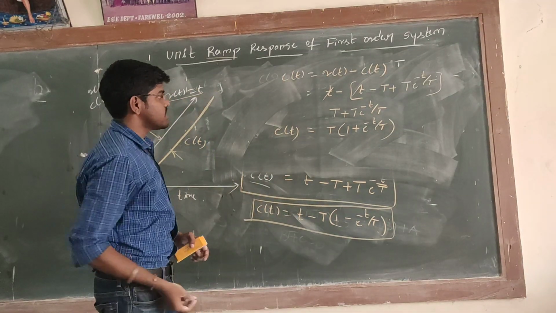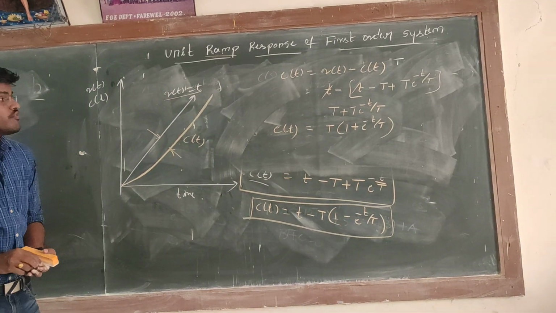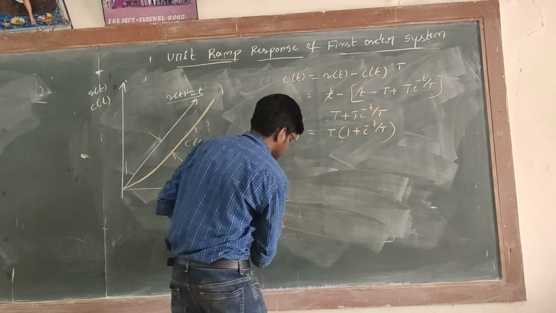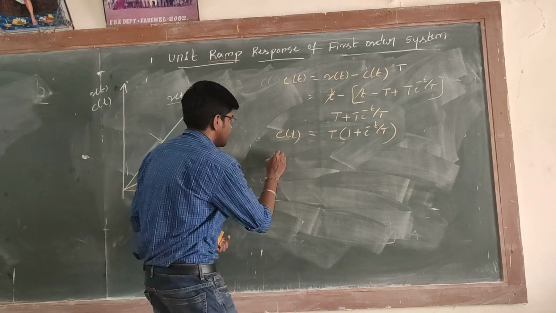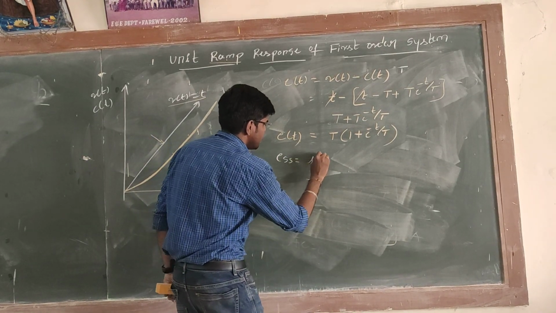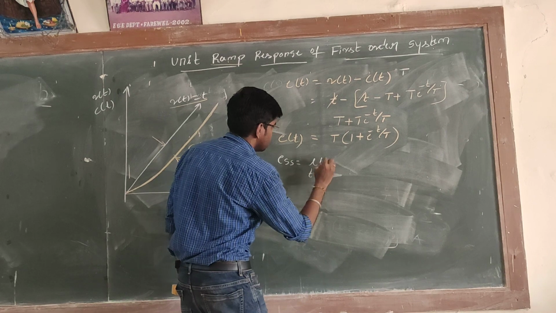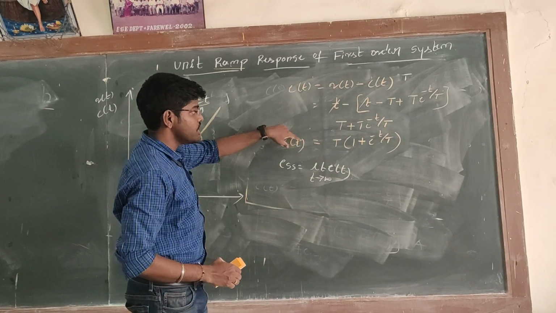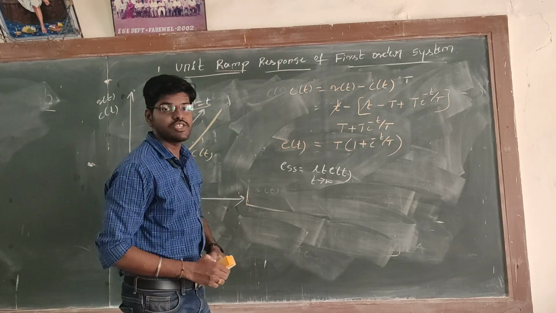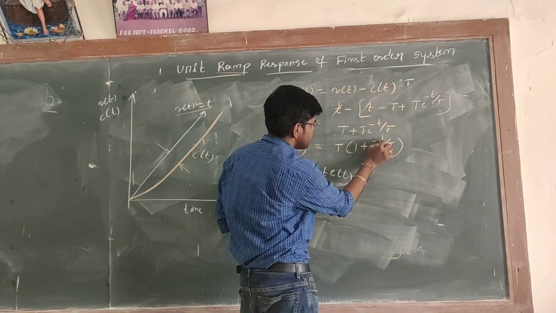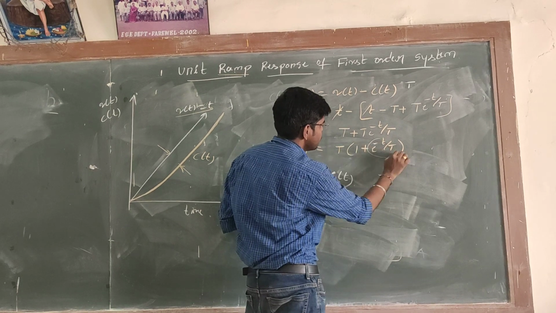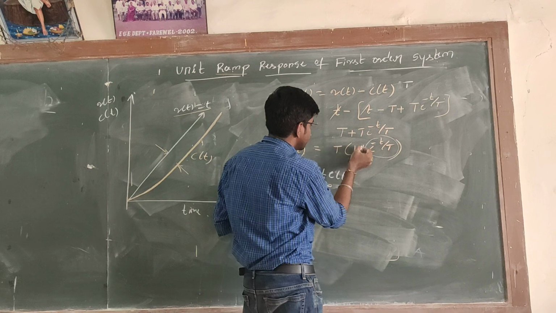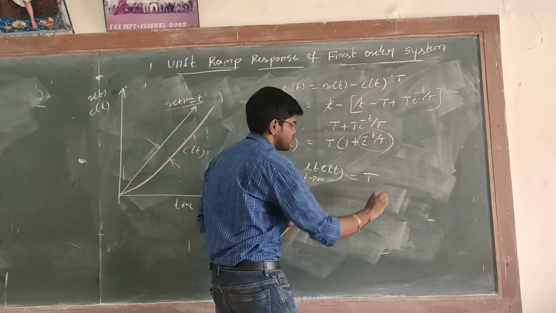Okay, the steady state error can be calculated with the help of limit t tends to infinity. The steady state error equation is ESS equals limit t tends to infinity E of t. So when we take the limit t tends to infinity, we'll get the value of steady state error. Substitute the value of t as infinity, so this term will be 0, e raised to infinity is 0. Okay, so 1 plus 0 is 1 multiplied by T. The final answer is T.